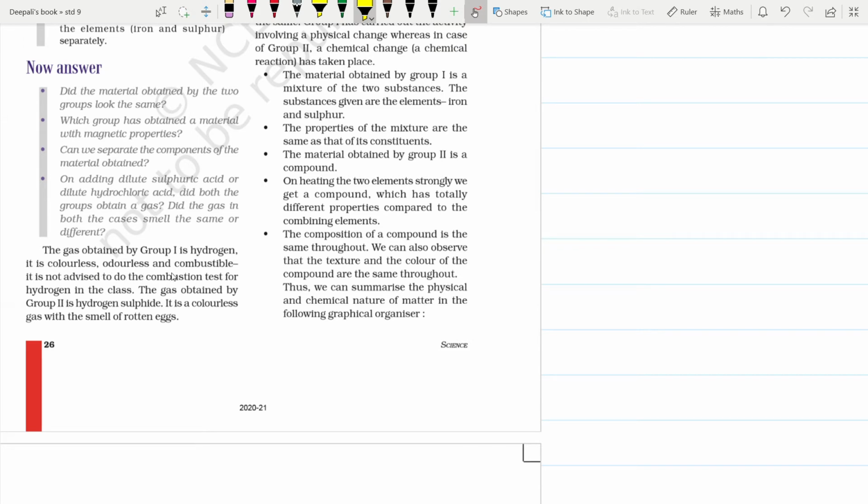It is not advised to do the combustion test of hydrogen in the class. The gas obtained by group 2 is hydrogen sulfide. It is a colorless gas with the smell of rotten eggs. So you can easily say what type of properties the compounds are showing.